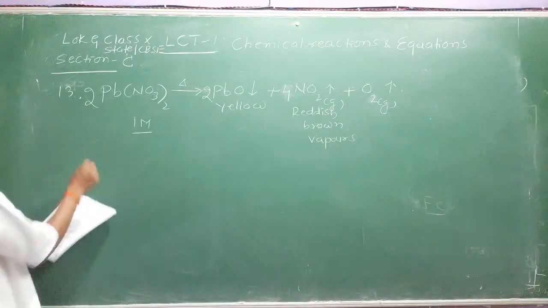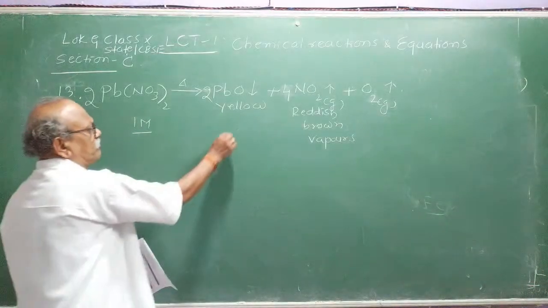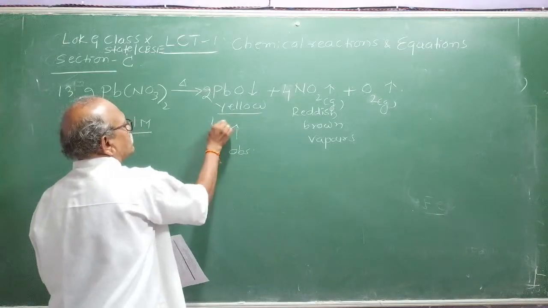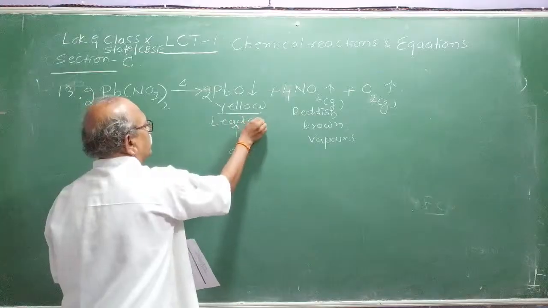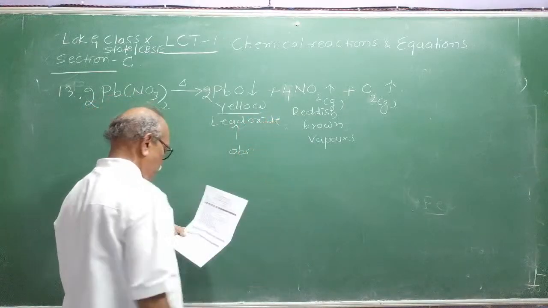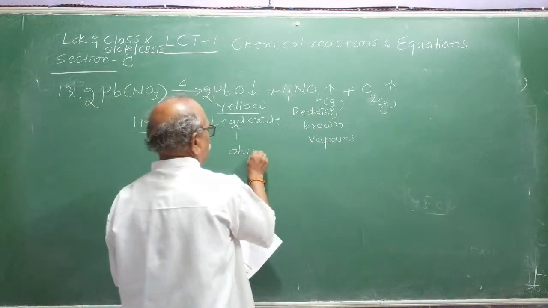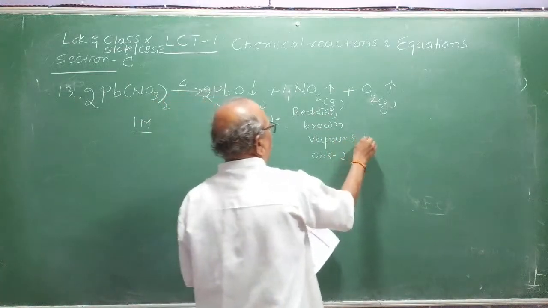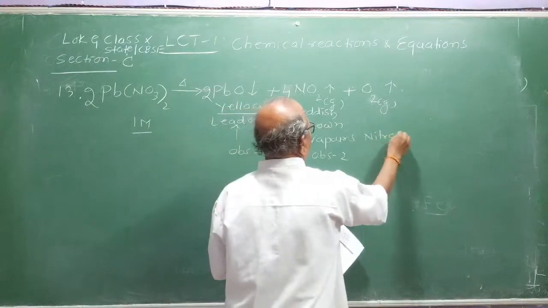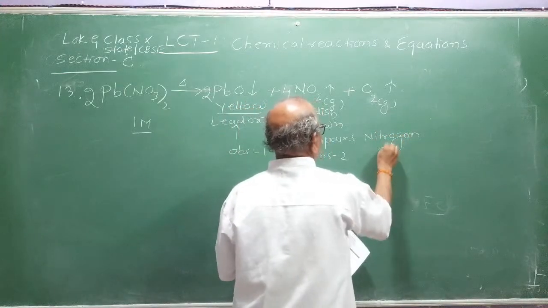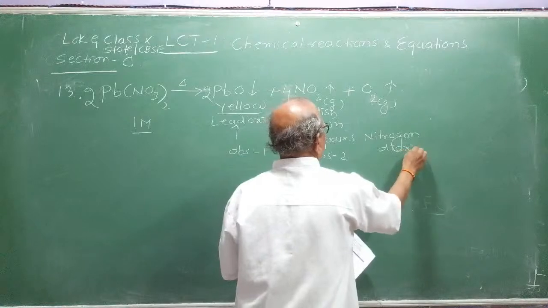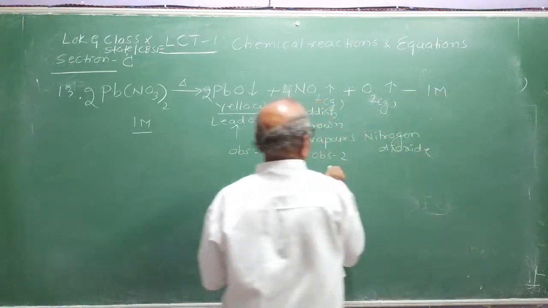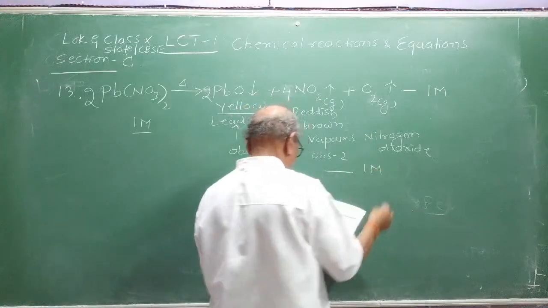It is a 3 marks question. State any two observations. Observation 1 is yellow colored lead oxide is formed. Observation 2 is reddish brown fumes of nitrogen dioxide. You have to write it correctly. If you write these two observations, and if you write the balanced chemical equation, you will get 1 mark.